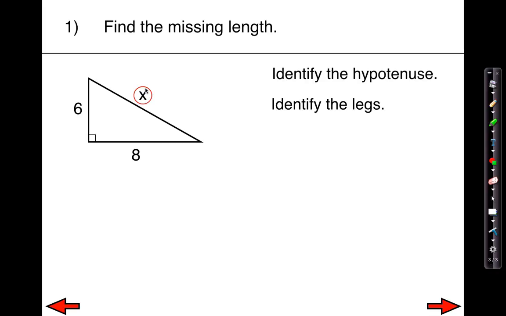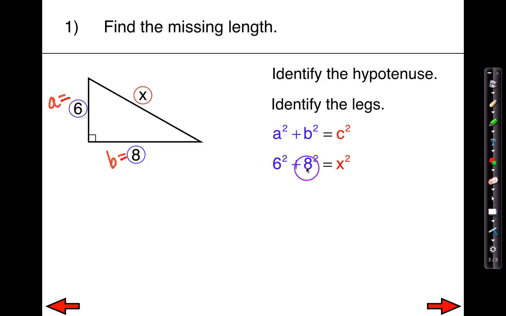Once I figure out the hypotenuse, I'm just going to identify the legs, which in this case are 6 and 8. So now I'm going to plug it into my formula. x needs to be plugged in for c because that's the hypotenuse, and 6 and 8 are going to be plugged in for a and b because those are the legs of the right triangle. So here I'm going to say a is 6, b is 8, and c is x. You can think of it as I am calling this side a and this side b, and that's why I plugged in 6 for my a squared and 8 for my b squared.